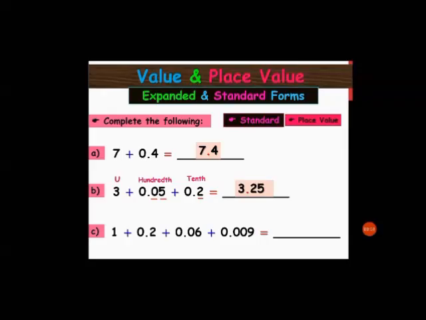The last one, 1 plus 0.2 plus 0.06 plus 0.009. The 1 is the whole number or its units. 1 dash here in the 2, so it's tenths, 2 dashes in the 6 and 3 dashes in the 9. So the 2 is the tenths place, the 6 is the hundredths place, the 9 is the thousandths place. So I'm going to insert each number in its place value. So it's 1.269.